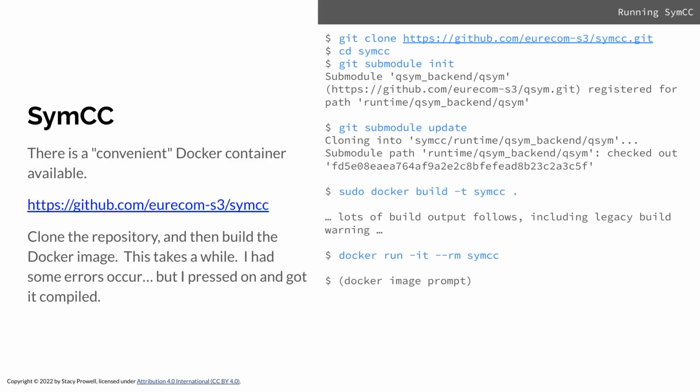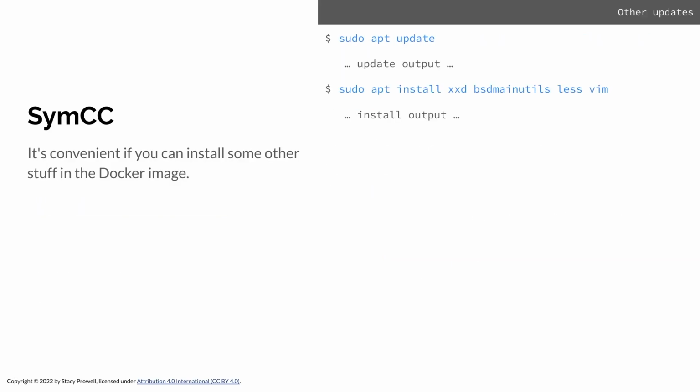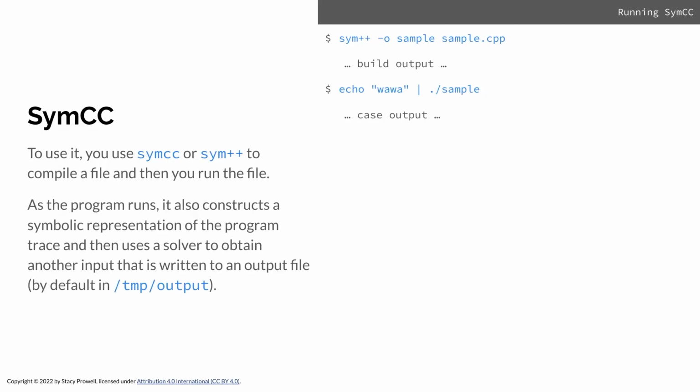There's a Docker container for SimCC as well, so you can go grab that and play with that. I'll give you a little script over on the right-hand side for getting it to run. You may want to install some stuff inside the Docker container that will help, like BSD main utils, less, Vim, XXD, things like that. If you're not a Vim person, pick your editor of choice. And so here's an example of how you might use it. You can use Sim++ to build, and then you can just run stuff and see what you get.